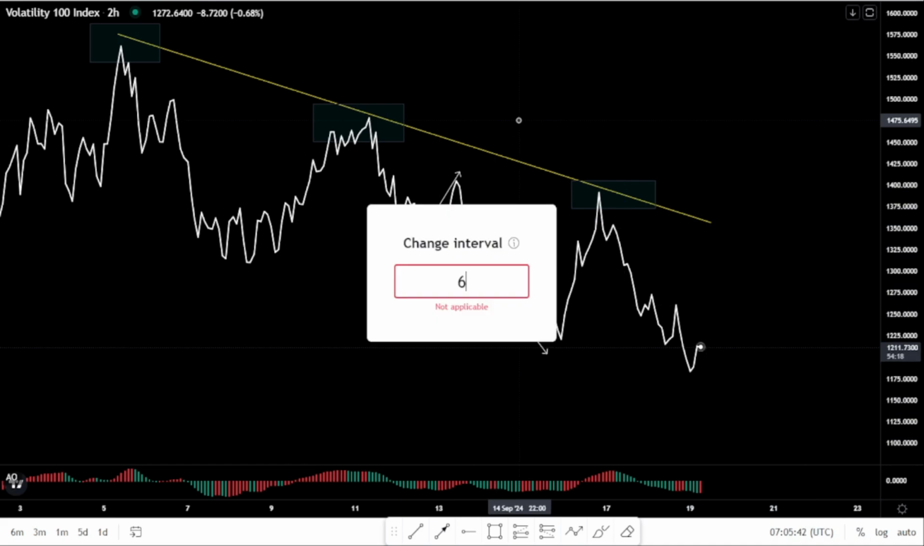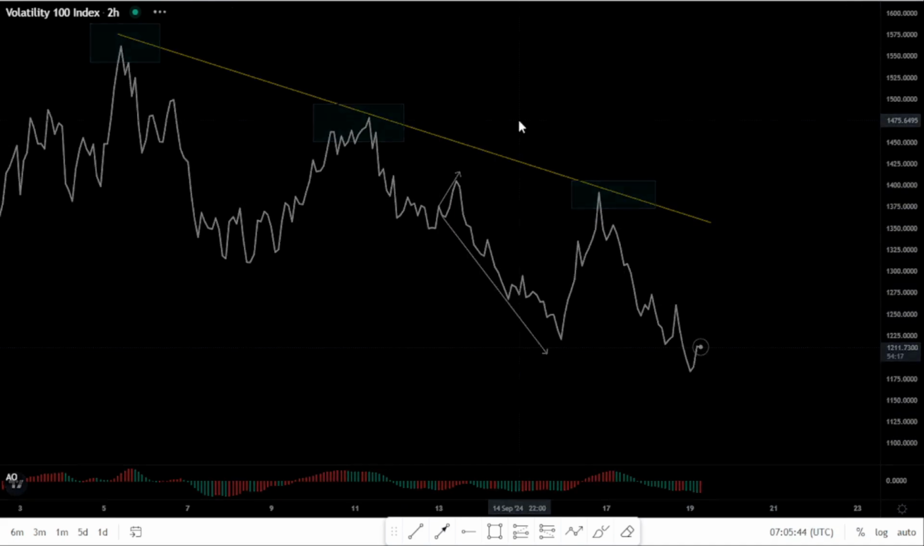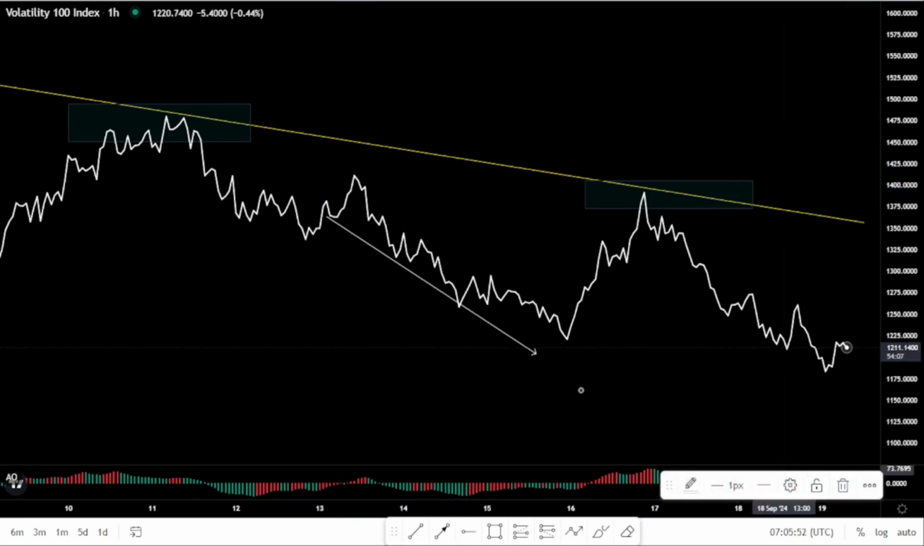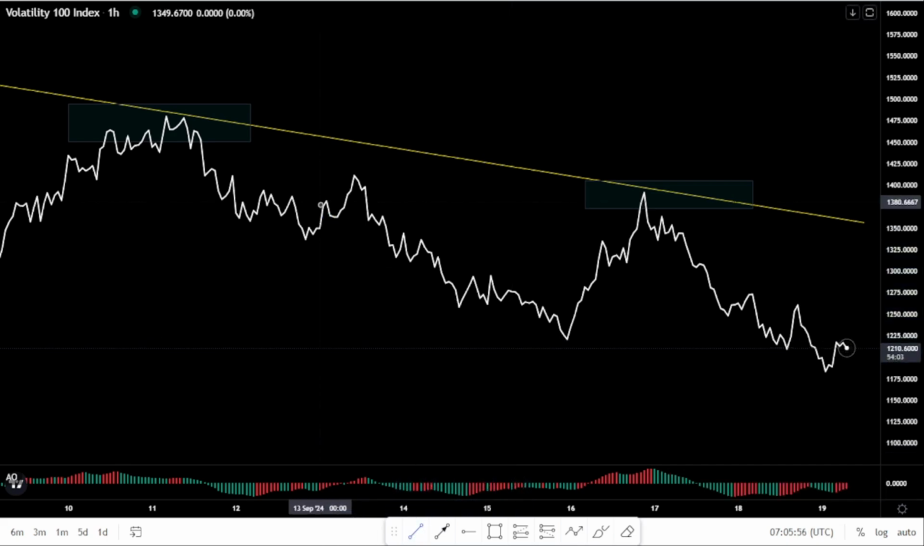And let's look at the 1 hour time frame. I think on the 1 hour time frame, it also gave us the same thing. Yes, you can see, look at that, very clear. We had our higher highs. Let's use this so I can see the difference.